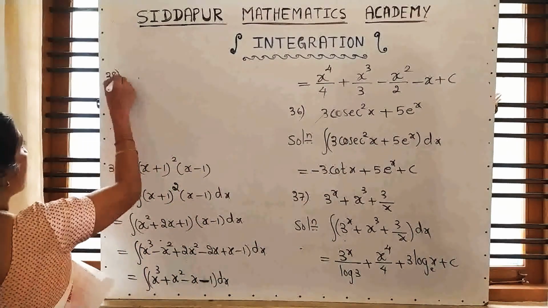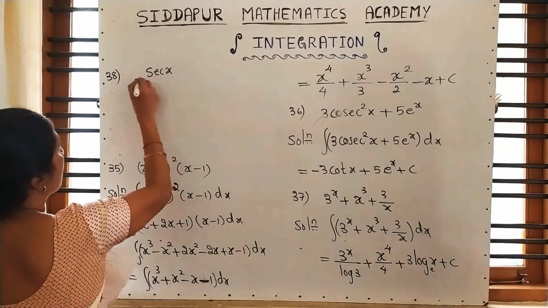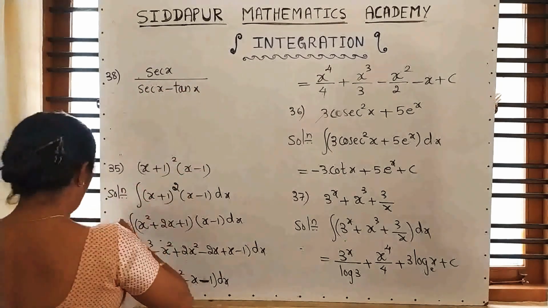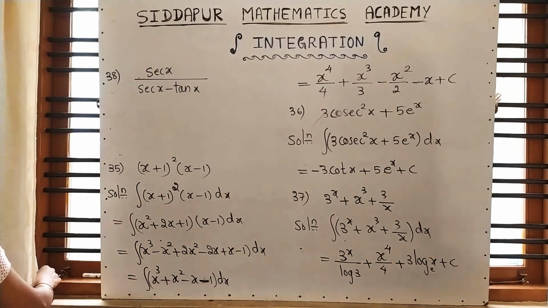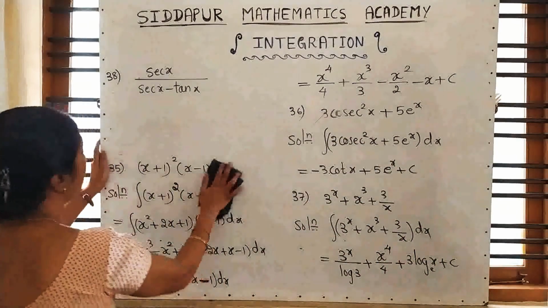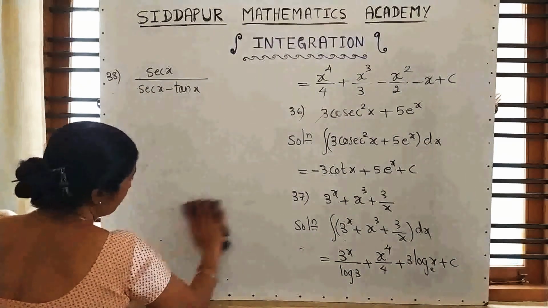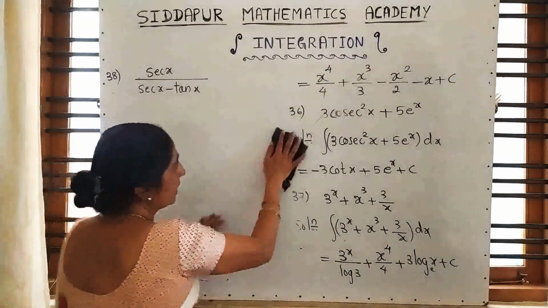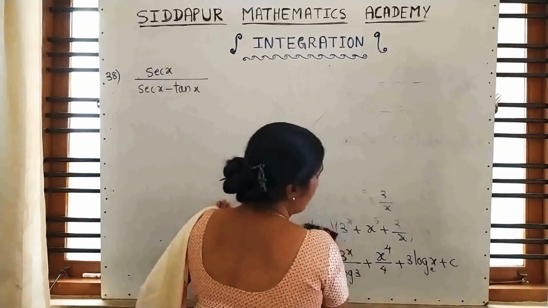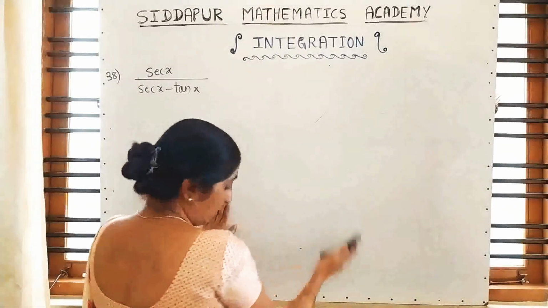Question number 38. Secant x upon secant x minus tan x. So already I told the students u by v is not familiar to us. There is no rule. We have to convert that term suitable for integration. The adjustment is left with you. That's why I am telling, comparing to differentiation, integration helps you to think. It helps you to increase your thinking power. And it is just like playing a game.